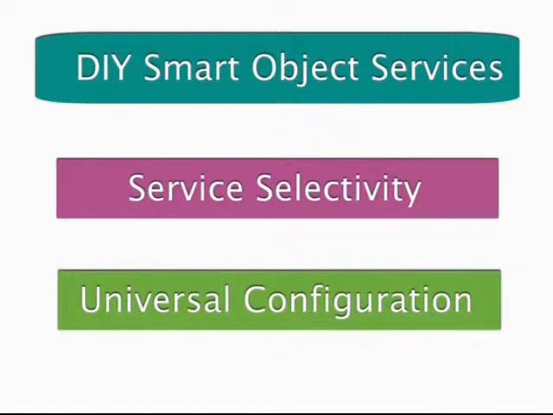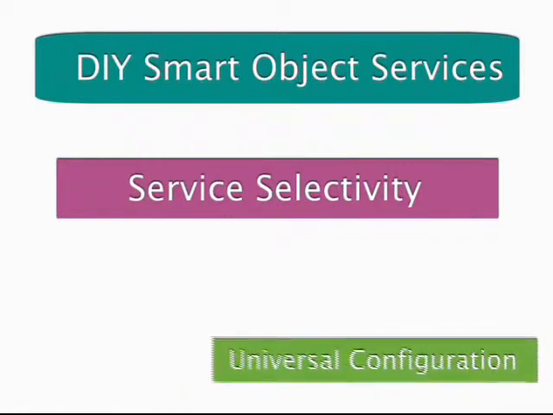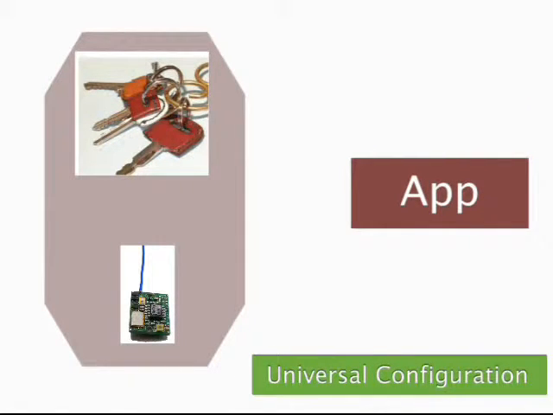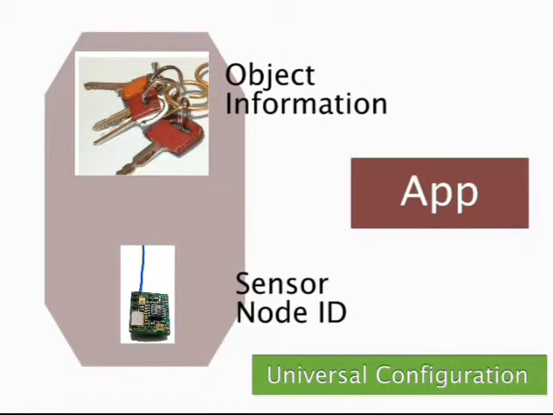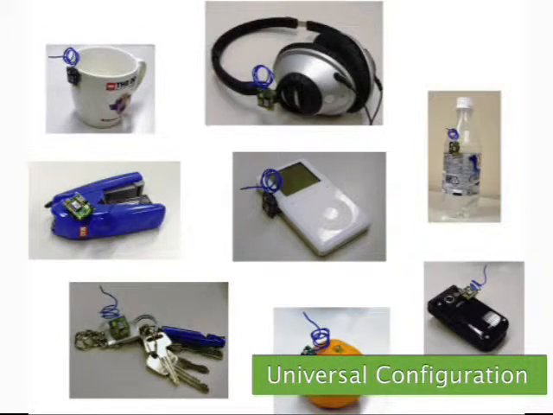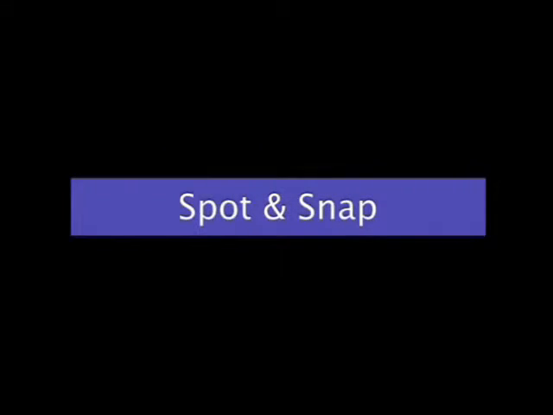Universal configuration. This enables users to configure services to adapt to their belongings. Services involving smart objects need to know what objects each sensor is monitoring. This in turn requires association, or making a semantic relationship between sensor node ID and its object. Users must attach the sensor nodes to their belongings and register the relationship to the services by themselves. To solve this association problem, we propose Spot and Snap.